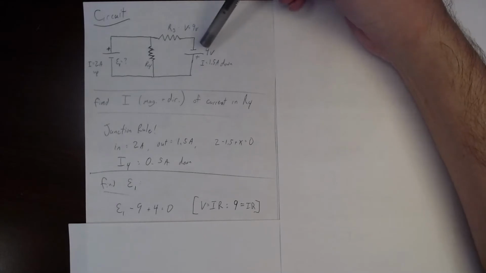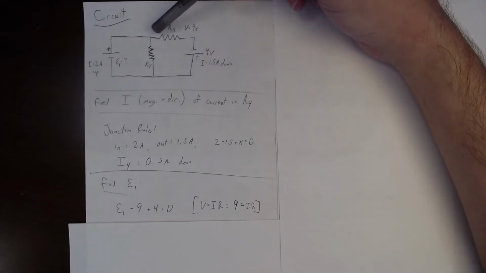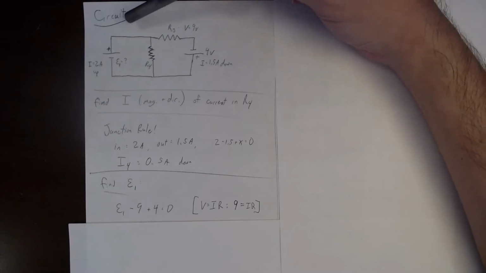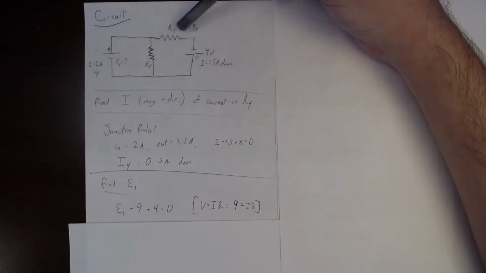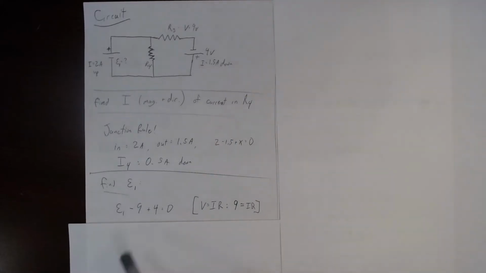But we know that the current is going down in that battery. And if it's going down in the battery, it must be going to the right in R3. So our loop is going the same direction as the current up there, and so we do in fact subtract the 9 volts.